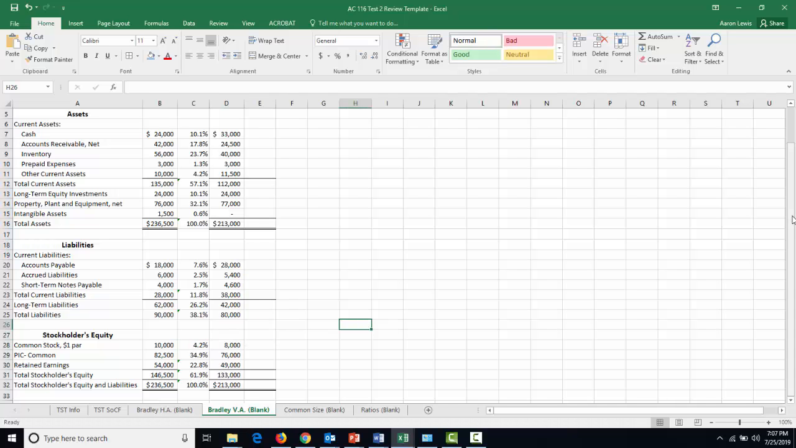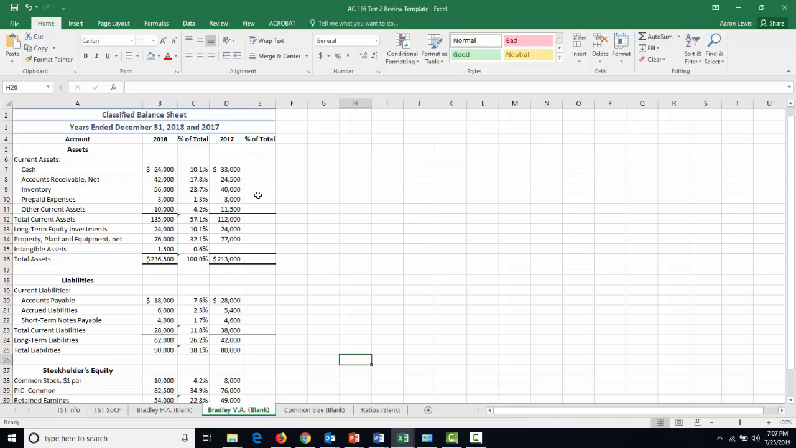Well, this is great, but we have nothing to compare to, so we have to go through and do the same concept for our 2017 numbers. So let's click in the first cell. We're going to hit equals the amount of cash we had in 2017 divided by our total assets, which is our base number. We want to make it absolute, so we hit F4, so it changes to $D$16. We hit enter, and from there we can just fill handle on down.